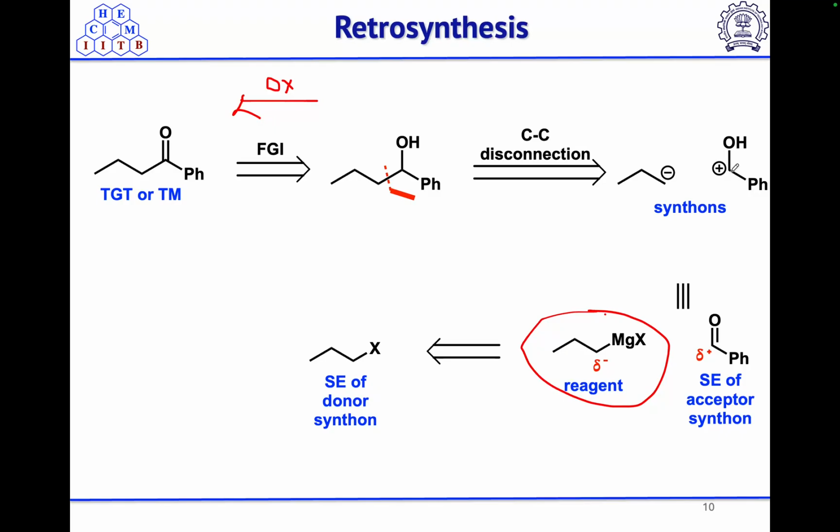Now this acceptor synthon, which is positively charged, how can we get it? If we think about a carbonyl, like benzaldehyde, we can easily get this acceptor synthon from benzaldehyde.